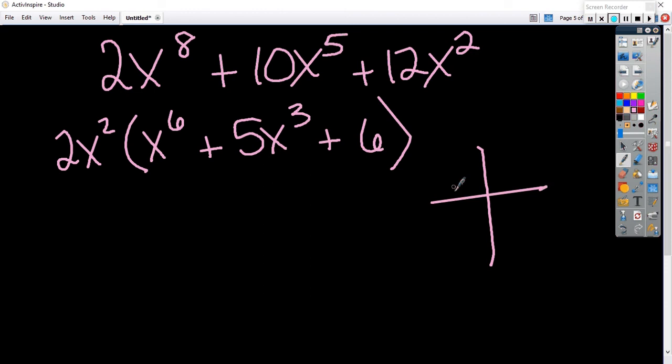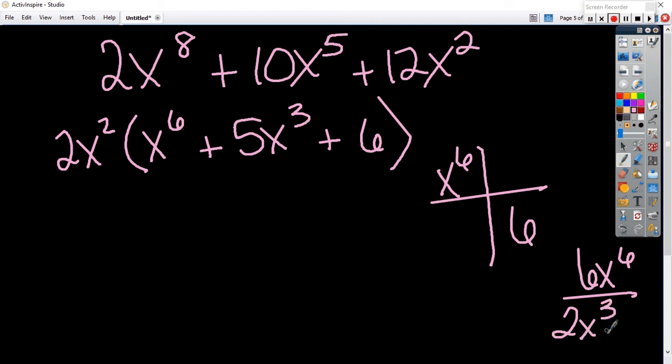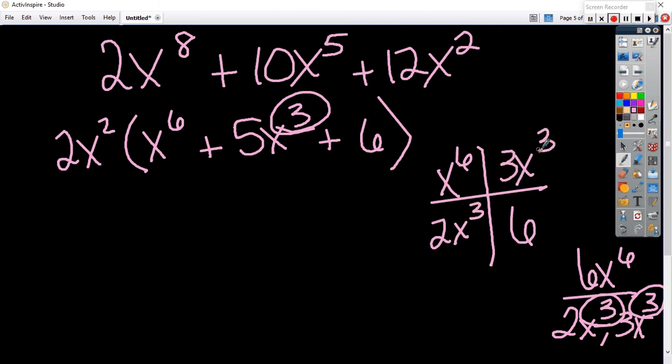So x to the 6th and 6th, signs are going to be the same. They're both plus, right? 2x squared and 3x squared. What multiplies to 6x to the 6th but adds to 5x to the 3rd? 2x to the 3rd and 3x to the 3rd. Okay? This is going to be the exponent of your remaining boxes each time. 2x cubed, 3x cubed.